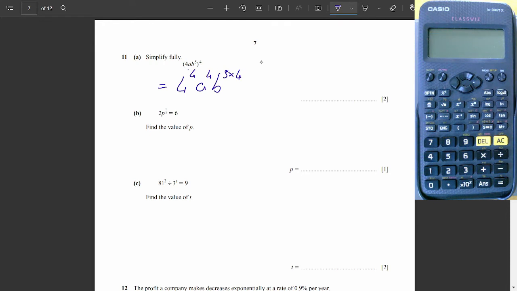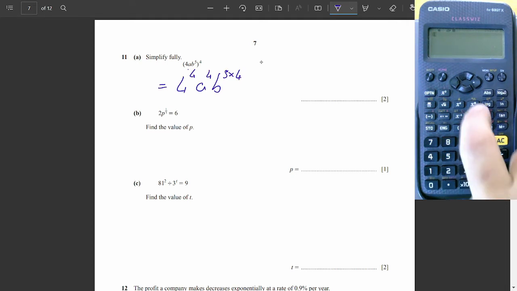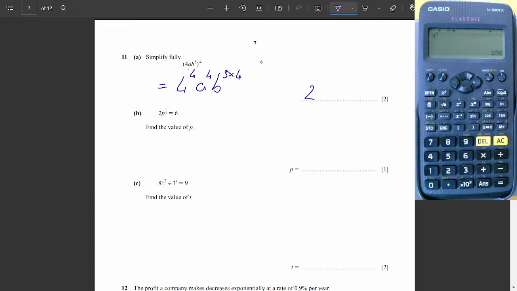Right, so they want you to write these answers in numerical form. So it means 4 to the power of 4, we have to write the actual value, which is 256. Then we've got a to the power of 4 and then b to the power of 20.